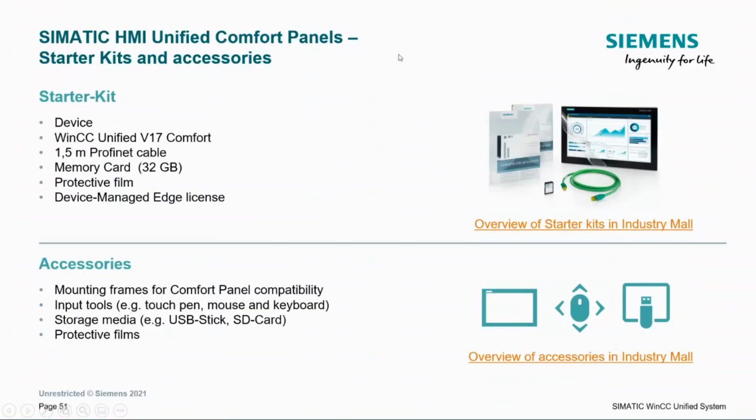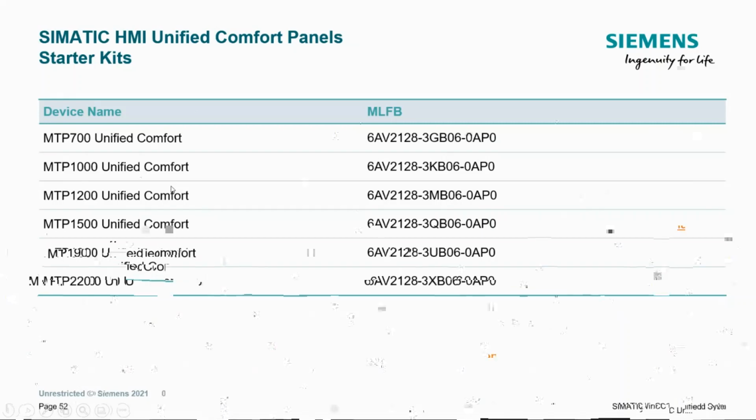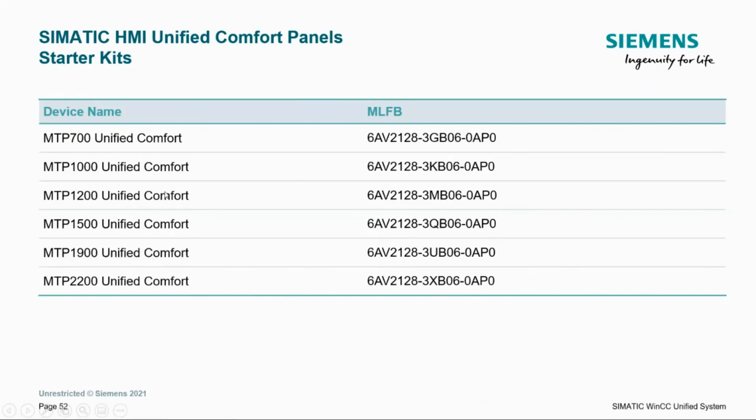The starter kits, V7 Comfort, come with a cable, memory card, protective film, and the edge license. And then you can also get the tools. You see here, they're saying that this frame is still here, so I've got to check it out, they're in Industry Mall now. And these are the different part numbers for the starter kits on the panels. So 7, 10, 12, 15, 19, 22.